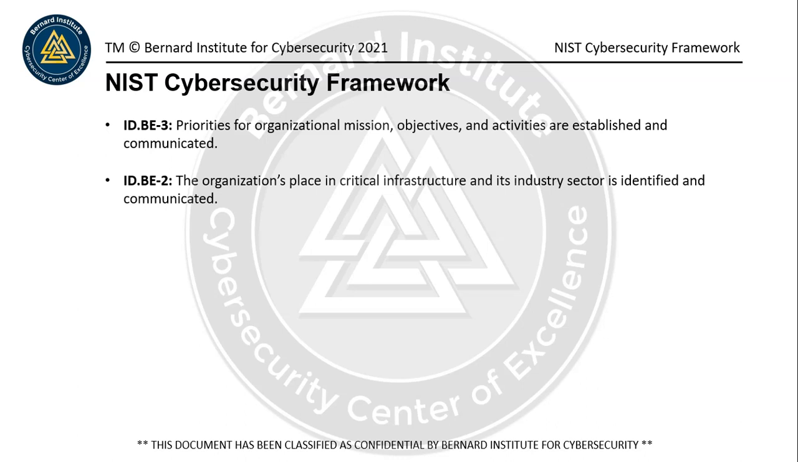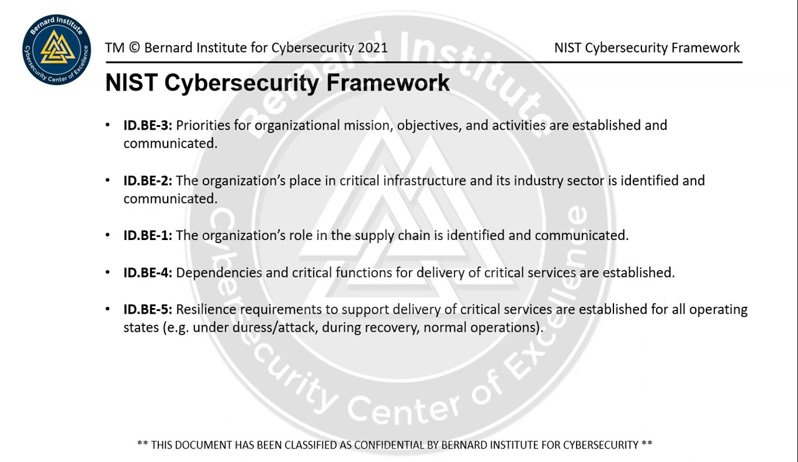And then next, we need to understand the organization's place in the critical infrastructure. And this is probably the top of the hierarchy above delving into the supply chain and understanding the supply chain better. So the logical flow would be BE 3, 2, 1, and then 4 and 5. Dependencies and critical functions for delivery of critical services are established, and resilience requirements to support critical services are established. This is the proper flow, in my opinion.